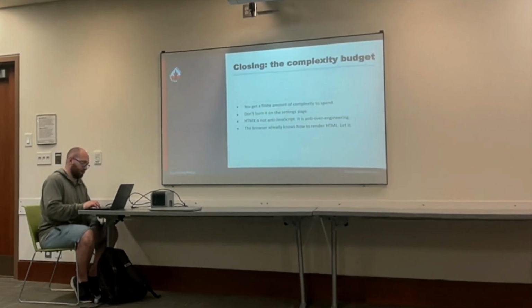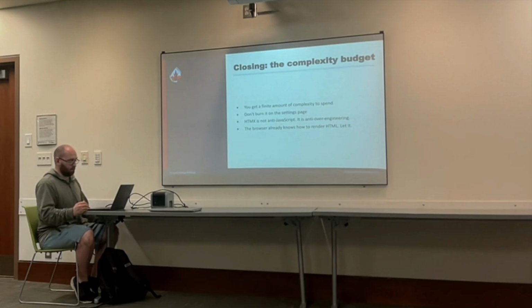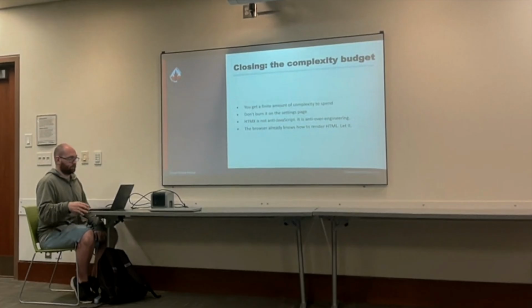And closing: the complexity budget. It's the whole idea of saying we have a finite amount of time and complexity to spend, and we can reduce the complexity by, instead of writing JavaScript to implement something, taking advantage of stateless HTML and extending it with attributes. And the whole idea is, this is not anti-JavaScript. JavaScript has its place, but it's more saying, let's not use JavaScript when we don't need to. And the browser already knows how to render HTML, which is basically saying let the browser do what it's good at.